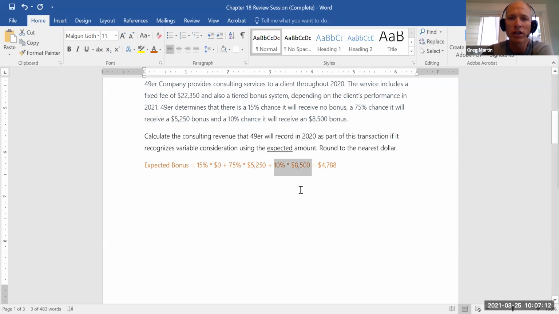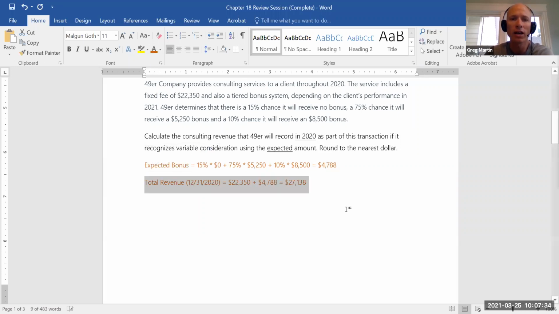So the way we calculate that weighted average is the probability times the outcome. And when we multiply and add across, we get an expected bonus of $4,788. Again, this is different than if we had reported the most likely amount. The most likely amount would have been $5,250.